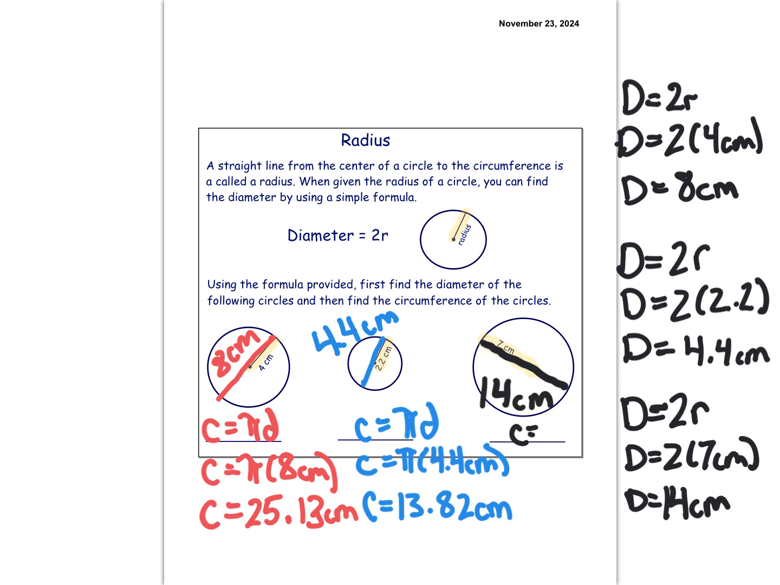So C equals pi times diameter. C equals pi times 14 centimeters. If we double check that quickly, pi times 14, I end up with 43 and 98 hundredths centimeters. And again, I know 14 times 3 is 42, so it made sense that it would be in that range. That's the number I'd be coming out with.